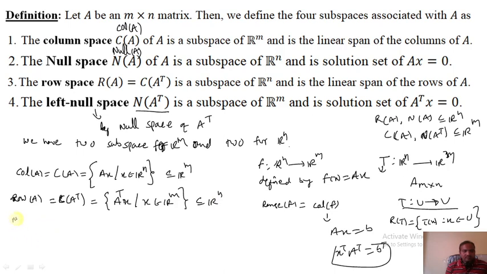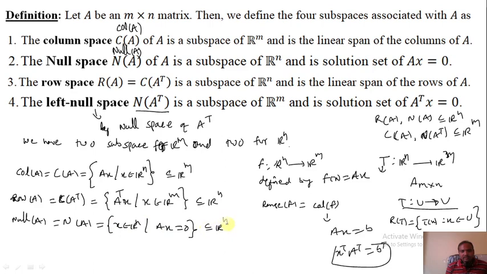Now the null space. The null space of A is the set of all solutions x in R power M such that Ax equal to 0, with x belonging to R power M; it is a subspace of R power M. Now the left null space.